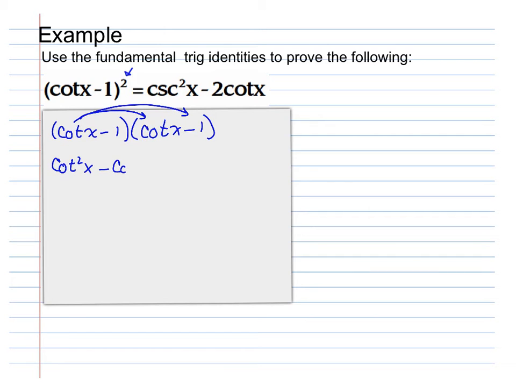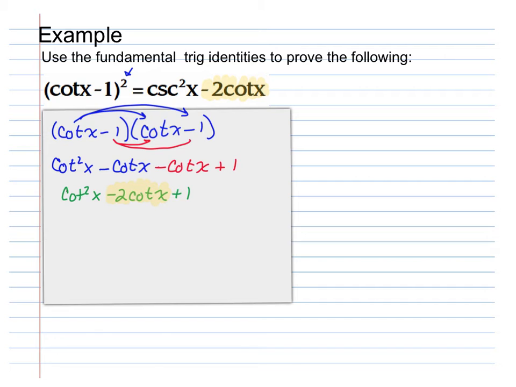cotangent of x. Then we're going to have negative 1 times that, again a negative cotangent of x, and a negative times a negative 1 is a positive 1. Then you're just going to combine your like terms, and we should have cotangent squared of x minus 2 cotangent of x plus 1. Okay, so now if you notice, we have this piece that we wanted.